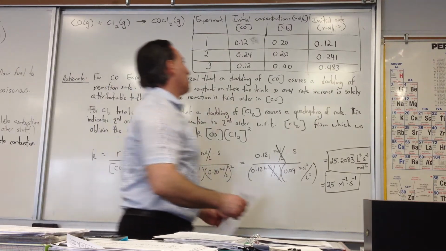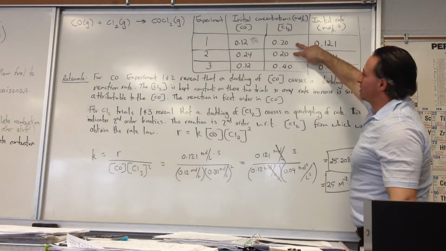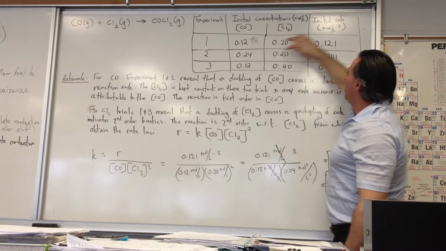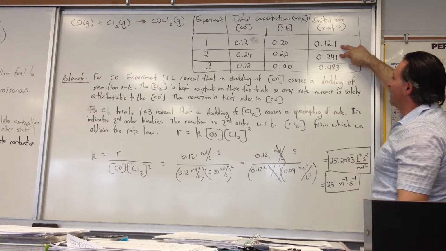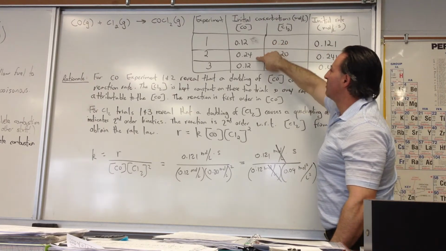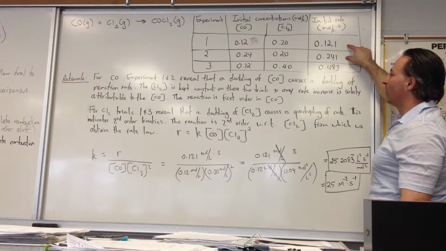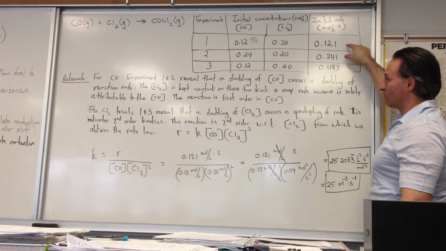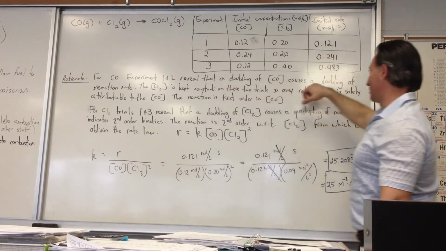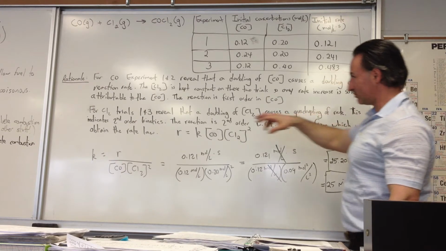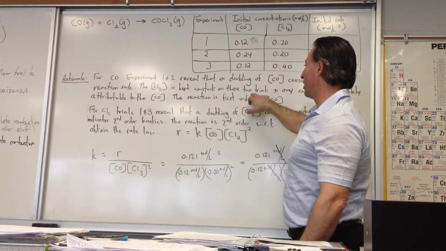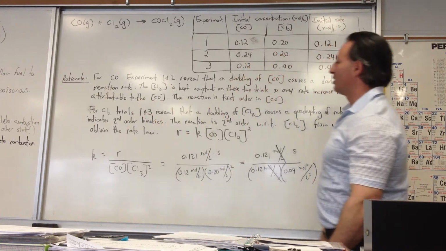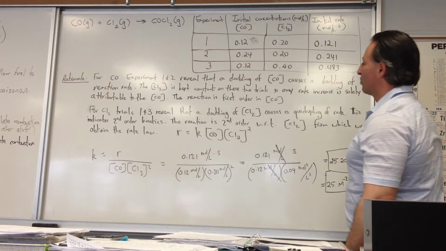So in the case of experiment 1 and 2, the chlorine gas concentration is kept constant, but the carbon monoxide concentration is varied, and we see what effect it has on the rate. We see that doubling the carbon monoxide concentration has doubled the rate, and that would indicate that it's first order with respect to carbon monoxide. So for experiment 1 and 2, we revealed that a doubling of carbon monoxide causes a doubling of the reaction rate. Chlorine gas is kept constant on these 2 trials, so any rate increase is solely attributable to the carbon monoxide concentration. The reaction is first order in carbon monoxide.